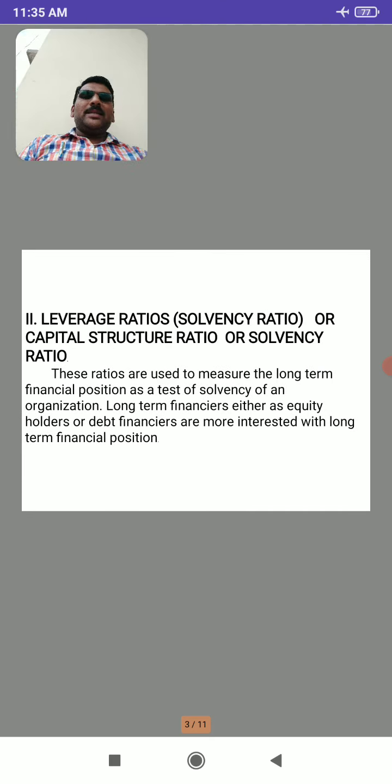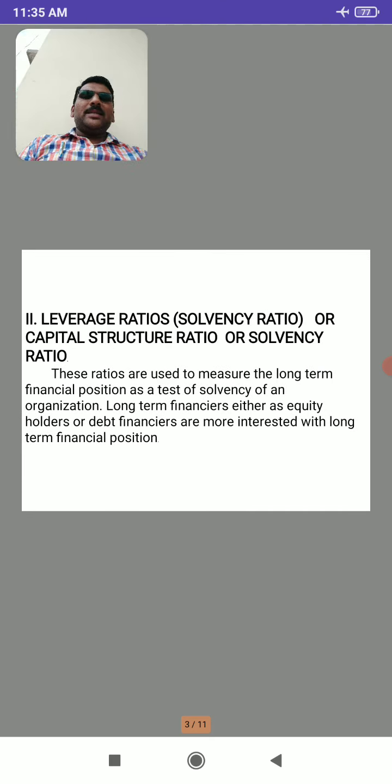Next, debt equity ratio. What are the debts and what are the equities of the firm? You have to find that out by using the debt equity ratio. Then capital gearing ratio. So these are the 6 important ratios which are used to find out the long-term solvency of the firm. Here we will study them one by one.